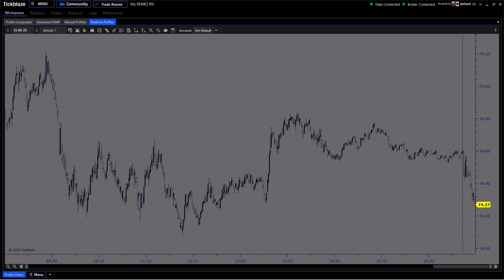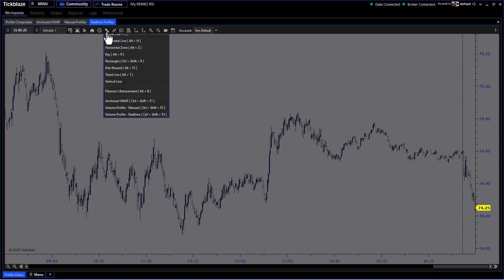Well, most likely when you're using other forms of volume profile, you're going to be looking at composites, anchored VWAPs, or manual profiling. Real-time profiling is about identifying how the auction is unfolding bar by bar as it's updating in the live market. And this can be useful for two things. One, for strategies, and two, for trade management.